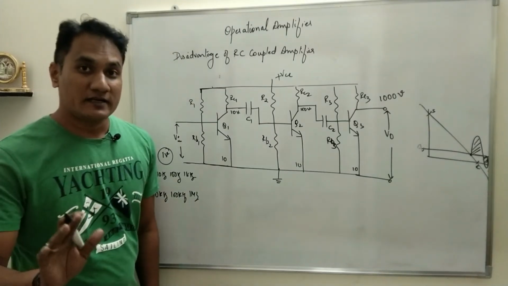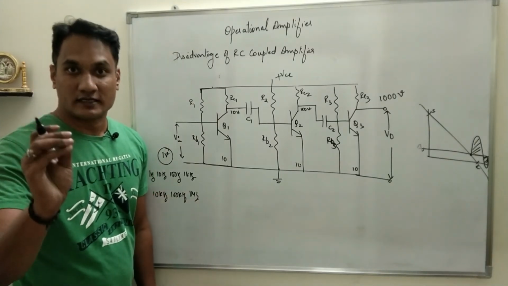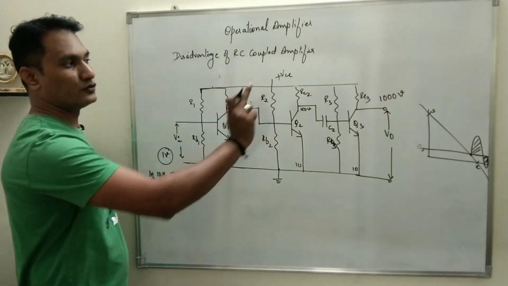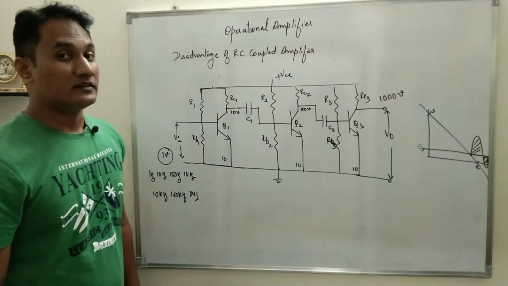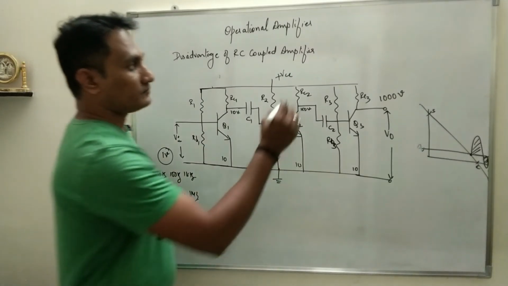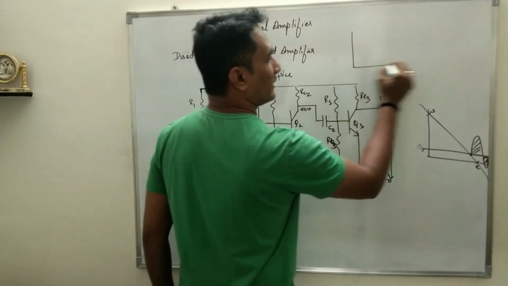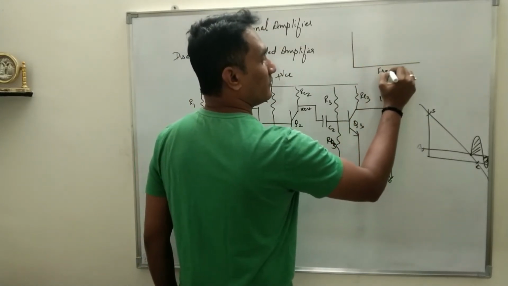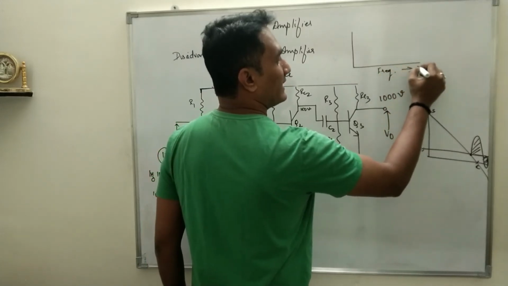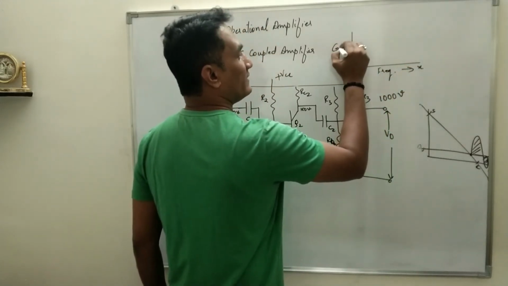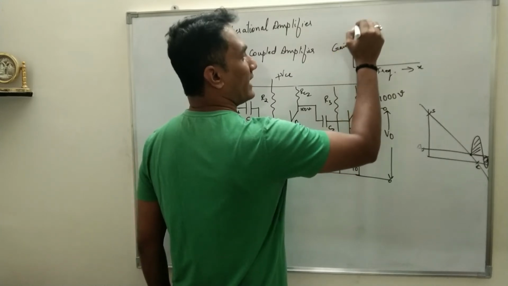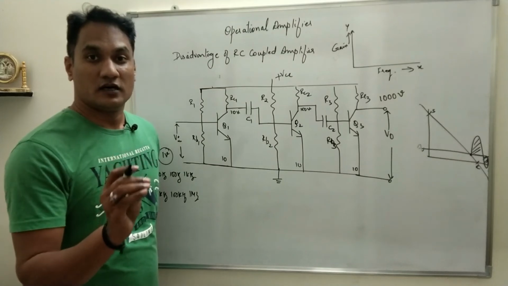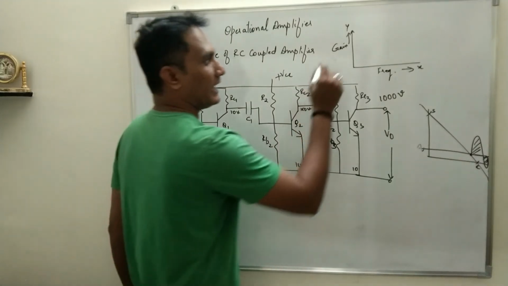So what is expected is, if you have designed a very good circuit, whatever be the frequency, if you give 1 volt, the output should be 1000 volt, and that graph is called the frequency response curve. Frequency response curve, where frequency is taken on x-axis and gain is taken on y-axis, okay.